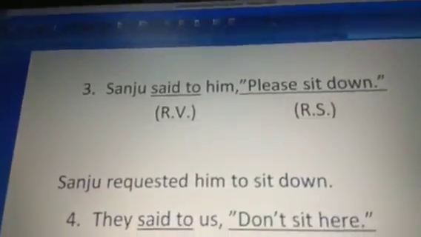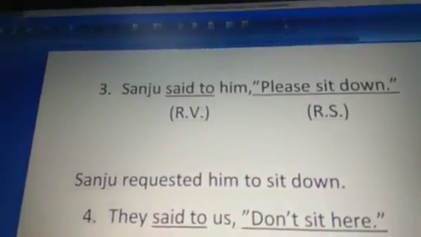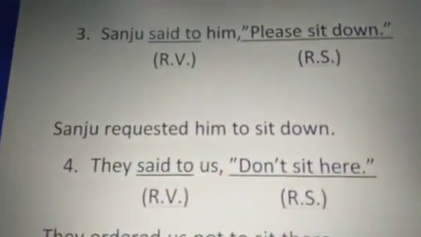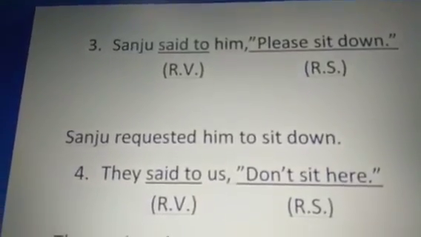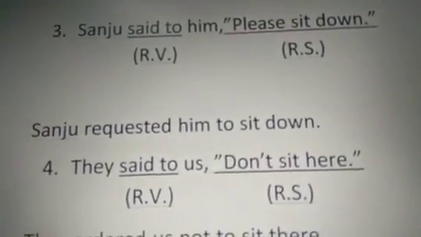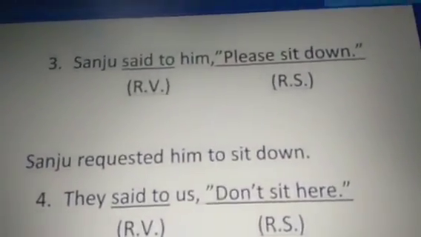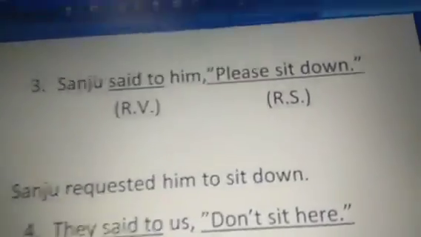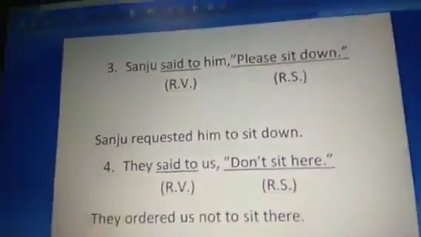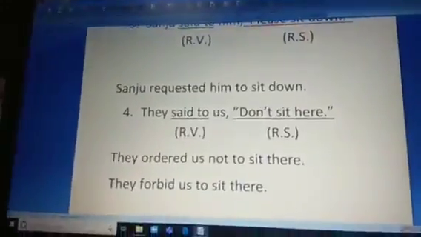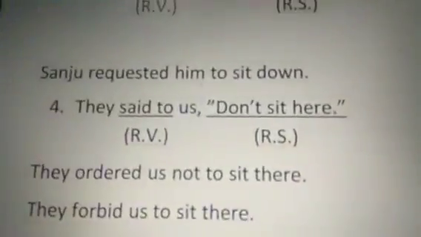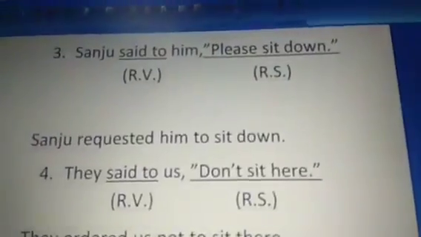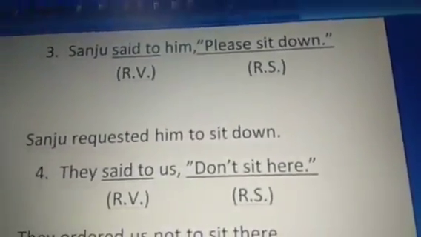And the third sentence is, Sanjay said to him, "Please sit down." Now again, said to is the reporting verb and please sit down is the reported speech, and this reported speech is an imperative sentence, and through this imperative sentence a kind of request is being made. So while converting this into indirect one, we need to adopt a different approach, and that is, Sanjay requested him to sit down.